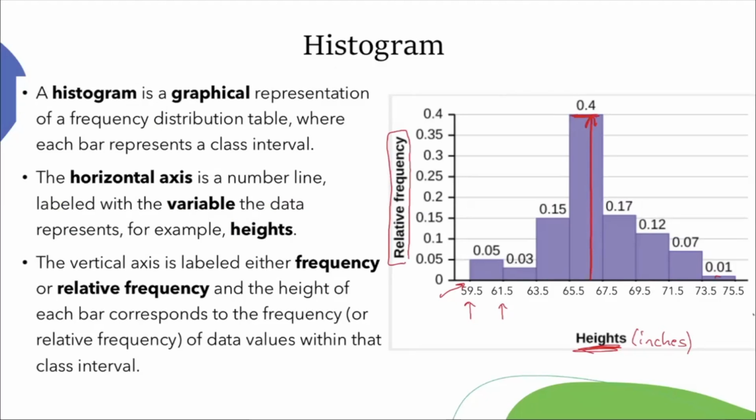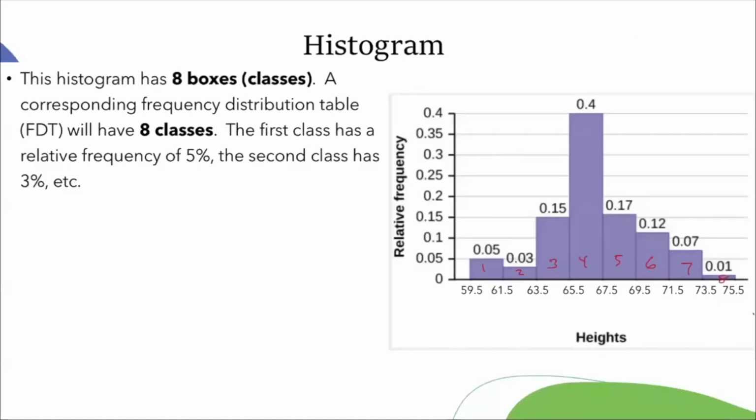Let's keep going with this. There are 8 classes, and you can see them here, 1, 2, 3, 4, 5, 6, 7, 8. And that would mean that in a corresponding frequency distribution table, there would be 8 rows, 8 classes. The first class has a relative frequency of 5%. 0.05 is 5%. The second class has a relative frequency of 3%, etc.